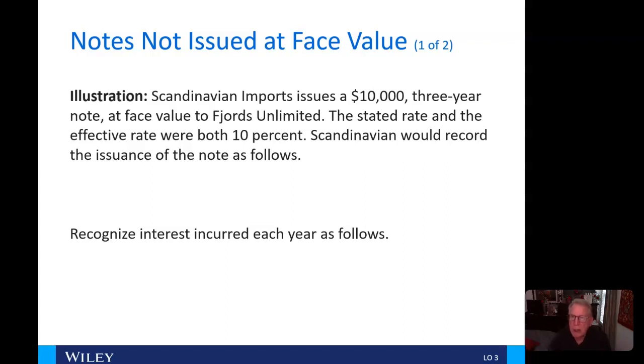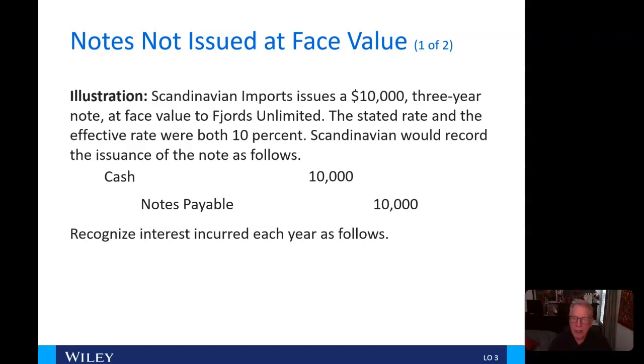All right, let's take a look at an example here. Scandinavian Imports issues a $10,000 3-year note at face value to Fjords Unlimited. The stated rate and the effective rate were both 10%. So Scandinavian would record the issuance of the bonds as follows. Pretty easy here. We're going to debit cash because we're receiving that cash, and we're going to credit notes payable because we have a formal written agreement.